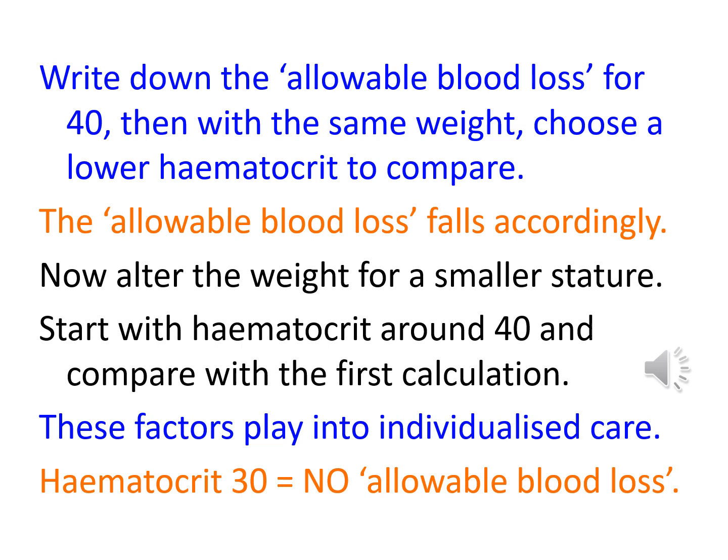Now alter the weight for a smaller stature. Start with hematocrit around 40 and compare with the first calculation. These factors play into individualized care. At hematocrit 30, there is no allowable blood loss.